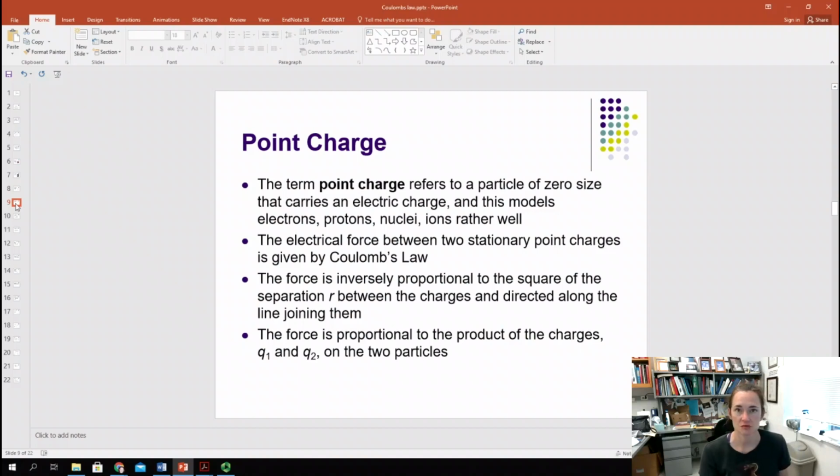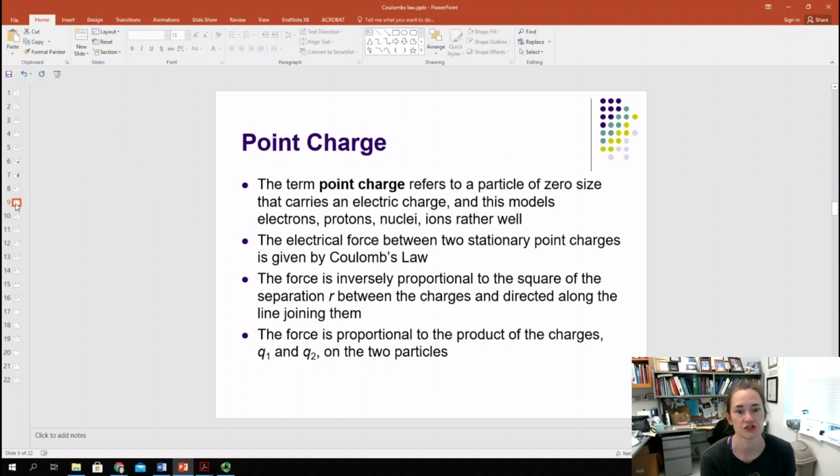Now I'm going to use the term point charge a lot here. What do I mean by that? Well, a point charge, a point particle, for example, is just something that has zero extent, okay? It's infinitely small, in other words, but it has a net charge to it.